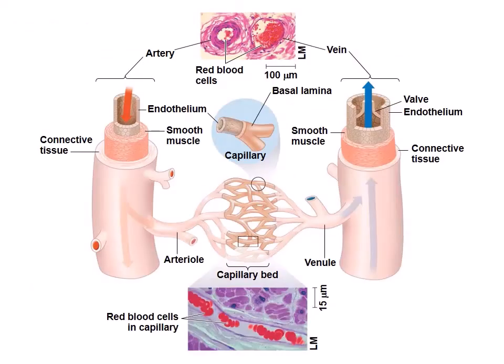So if we look at the picture here on the left-hand side, we've got an artery, and up at the top of the picture, they've got a cross-section of the artery, and you can see it's got thicker muscular walls, and then in between the artery and arteriole and the venule, there's the capillary bed, and then you've got the venule, and you can see that the venule has a valve to prevent backflow of blood in the veins. And if you look at that cross-section up at the top, you can see that the vein has a thinner wall as well.